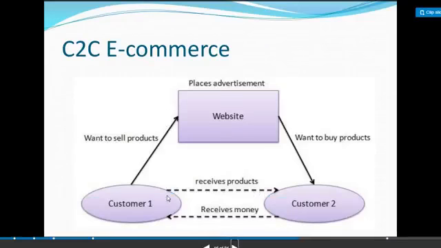Customer 1 wants to sell a product with the help of some website. Customer 2 wants to buy the product. Then there is a transaction between this consumer and customer with the help of this website, like OLX, eBay. Customer 2 receives the product, customer 1 receives money.